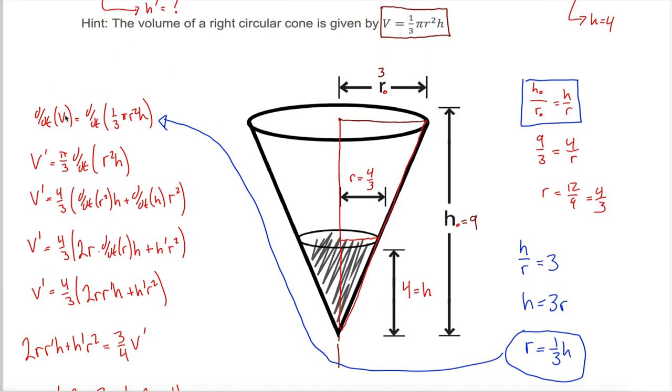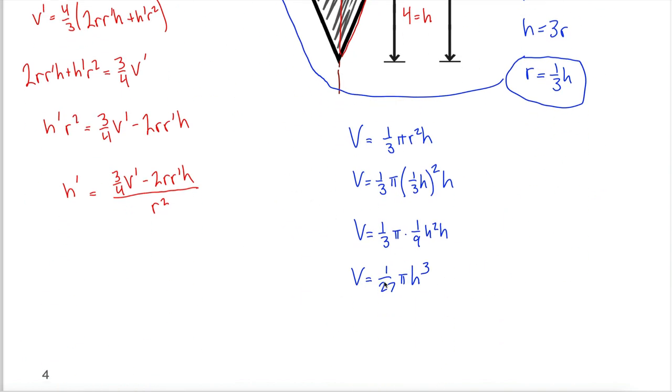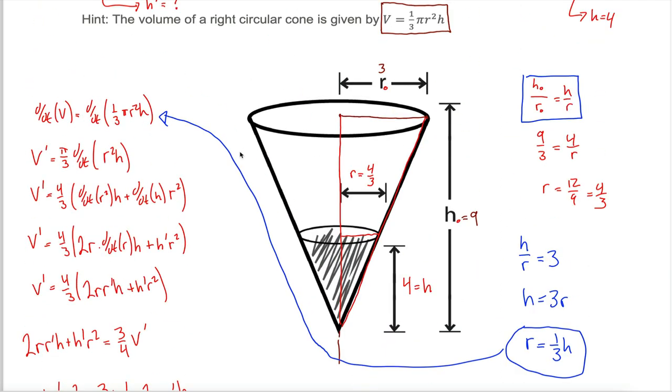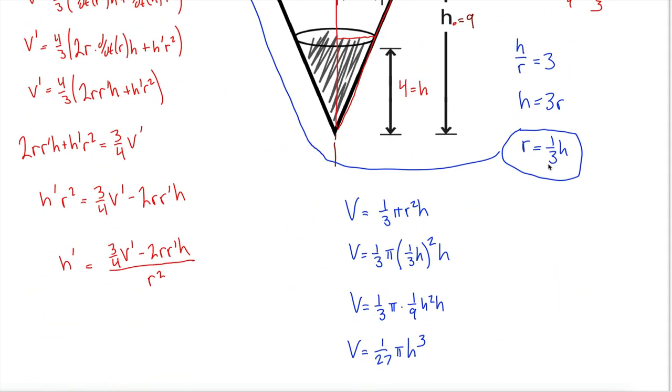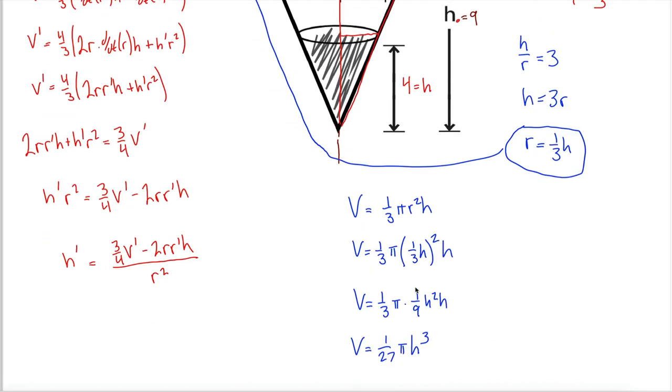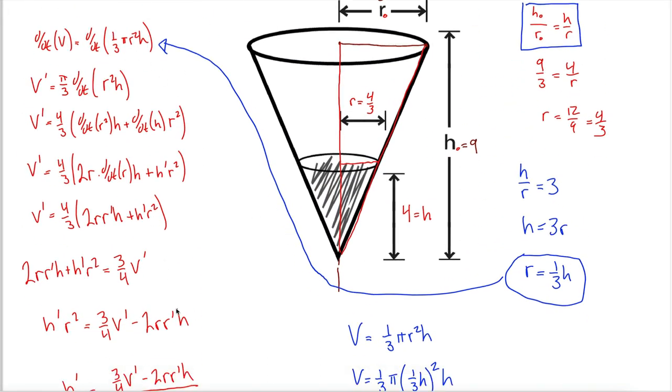Instead of taking the derivative of both sides of this red equation, what I could have done is taken the derivative of both sides of this blue equation, because this red equation and this blue equation are equivalent, because r is always equal to 1/3 h. So wait, why didn't you just do that from the start? Why'd you do all this work in red?